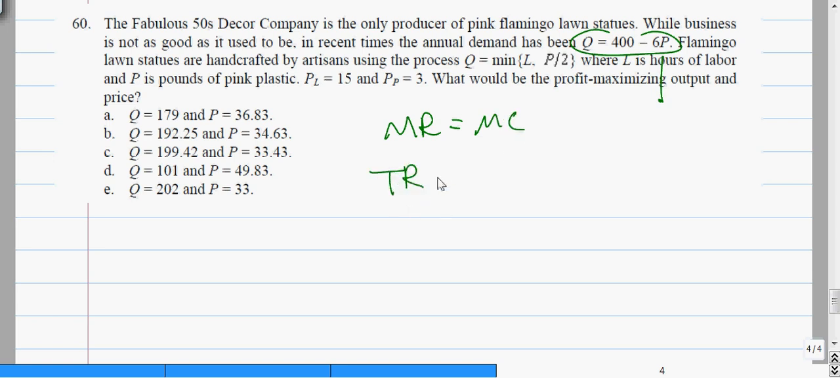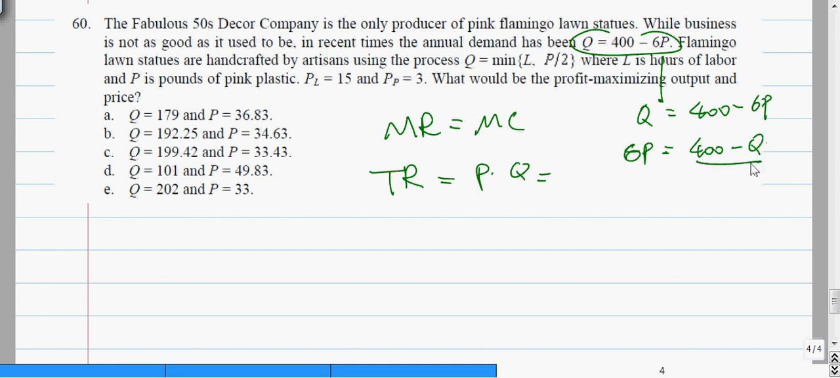So we find total revenue first, and it's P times Q. And again, we need to write it in terms of Q in order to take the derivative. So we rewrite this. Q is 400 minus 6P, so move 6P, and P is 400 minus Q, divided by 6. So we have this.